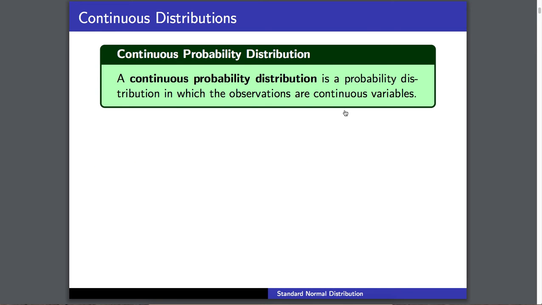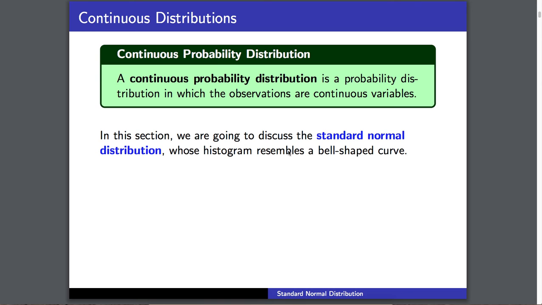So we've talked about discrete probability distributions where each of our observations are discrete or countable variables. For instance, the number of times tails comes up on 5 flips of a coin. We talked about the binomial distribution, geometric distribution, Poisson distribution, etc. Normal distributions are a case of what are known as continuous probability distributions. So, a continuous probability distribution is one in which the observations are continuous variables.